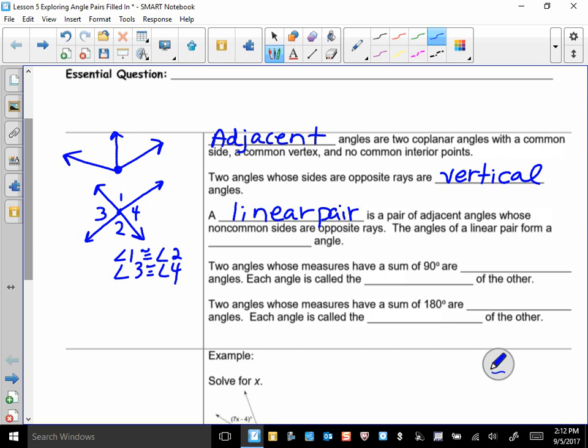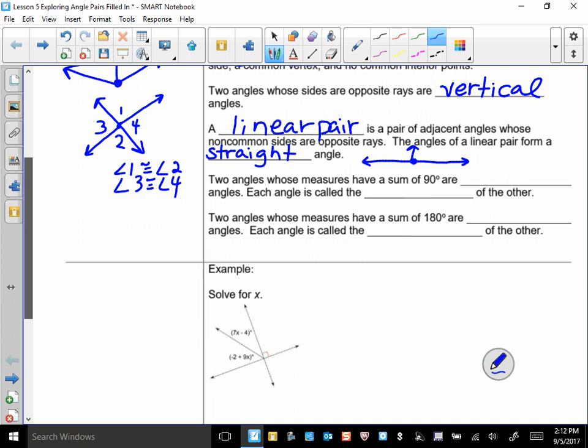Okay? A linear pair, that's two words. Sorry, I wrote too large. A linear pair is a pair of adjacent angles whose non-common sides are opposite rays. The angles of a linear pair form a straight angle. So here's what a linear pair looks like. They're adjacent angles, so we know they have a common side, but the non-common sides, which are these two, are opposite rays. And then there's a common side, so it might be there or it could be anywhere, but that's a linear pair, and we know that they form a straight angle.